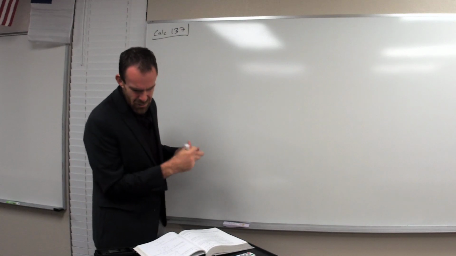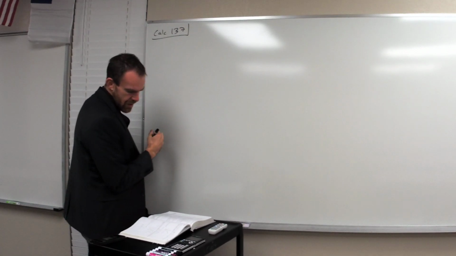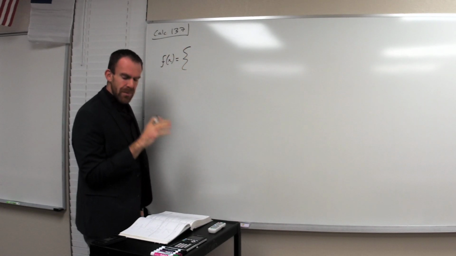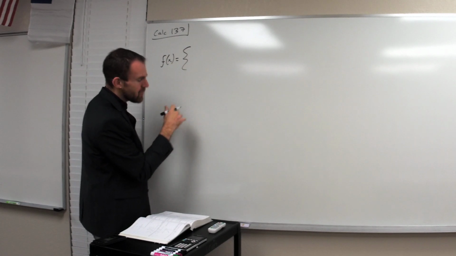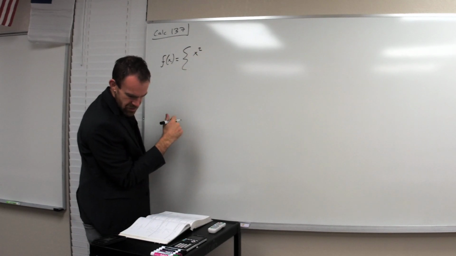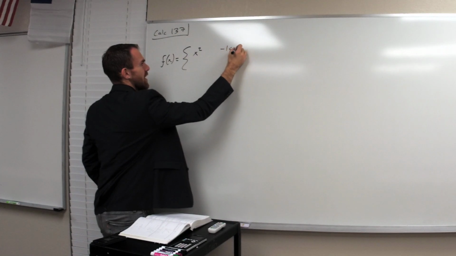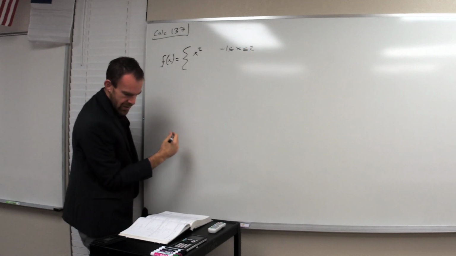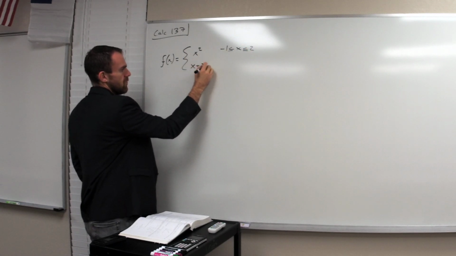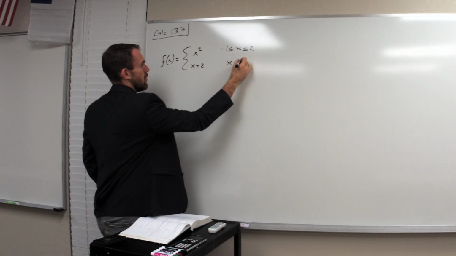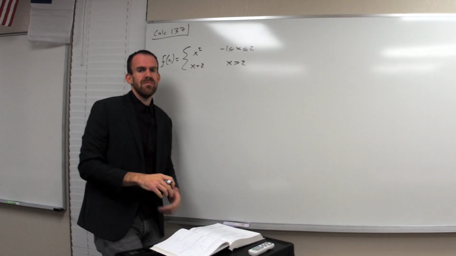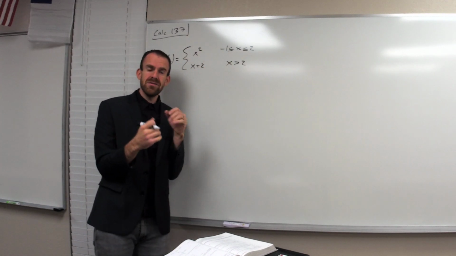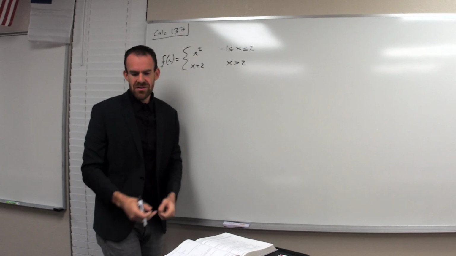Alright, so here's the idea. You are given a piecewise function. So let's say f of x equals, and remember the piecewise functions have one function governing them for a certain range, -1 less than x less than 2. And then we have a different function governing them for a different range or a domain. So for this function is x squared between -1 and 2 inclusive, and x plus 2 for x is greater than 2.